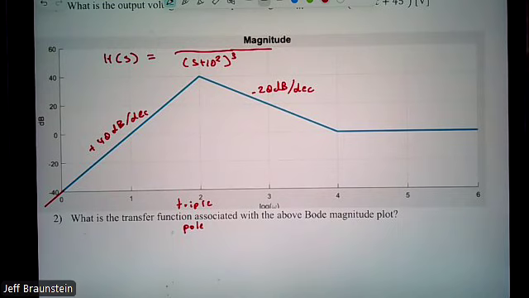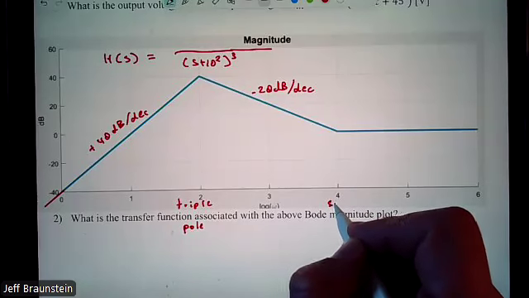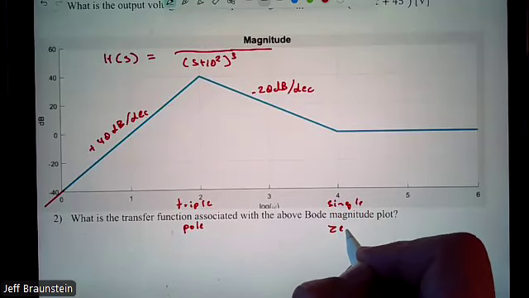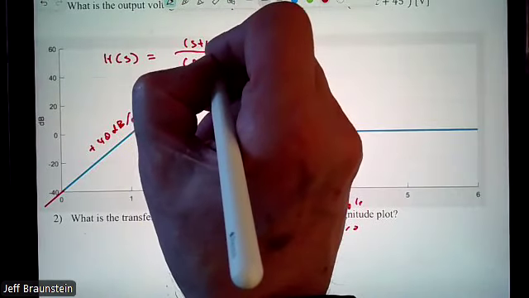What else do we see in our magnitude plot? A 0 at 10 to the 4. How do we know it's a 0? I'll answer myself. We're going from minus 20 to 0, so the slope is changing by plus 20 dB per decade. Plus means it's a 0, and it's just 20, so it's a single 0. We can put that in the numerator, s plus 10 to the 4.